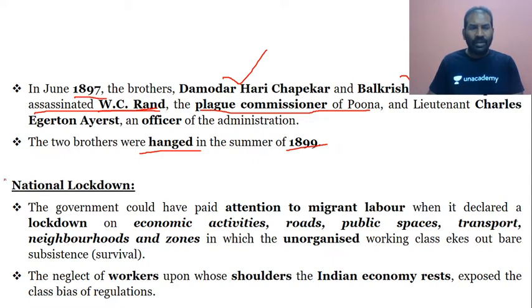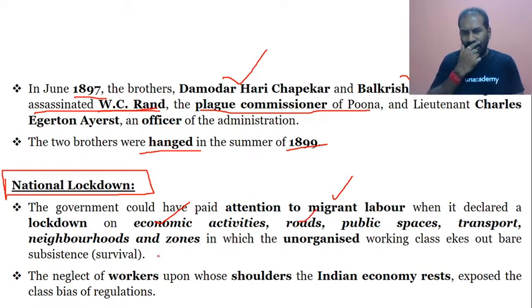And when we look at the latest one in regards to the national lockdown, we have seen the way the government has handled the issue of the migrant laborers, the way they have moved from one place to another, from the states where they had gone for work, and then later wished to get back to their respective states because of the national lockdown. There were no economic activities, so they took to the roads, and they did not find any transport facilities.